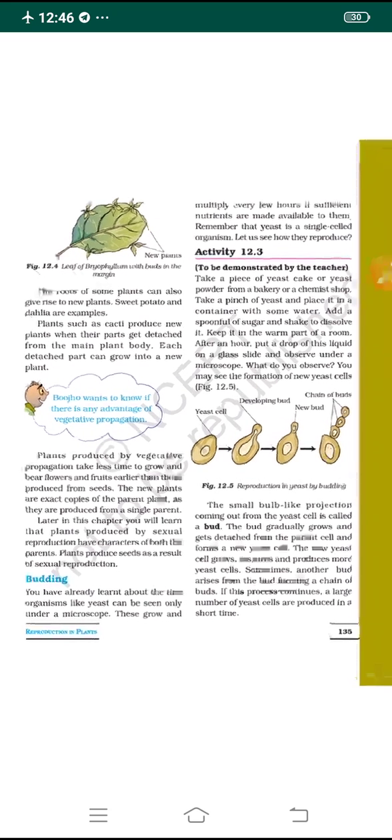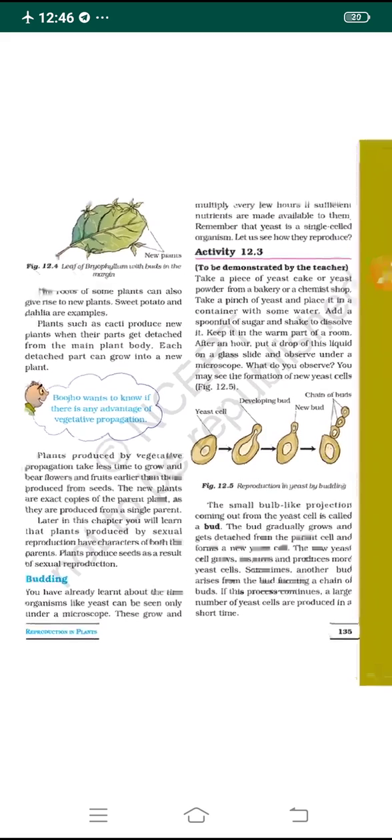The first type is vegetative propagation and the next type is budding. Budding is the process of reproduction in smaller organisms. It is a kind of asexual reproduction. We have already studied small organisms like yeast, which can be seen only under a microscope. We have heard about yeast in the previous lessons also.